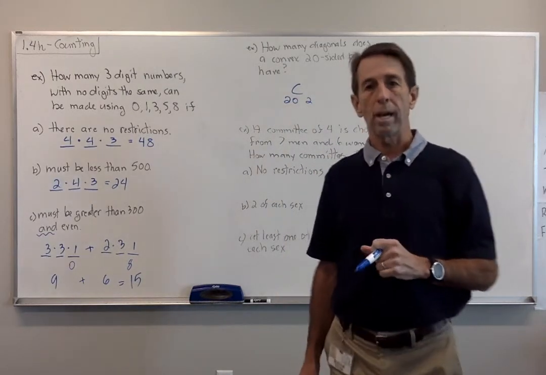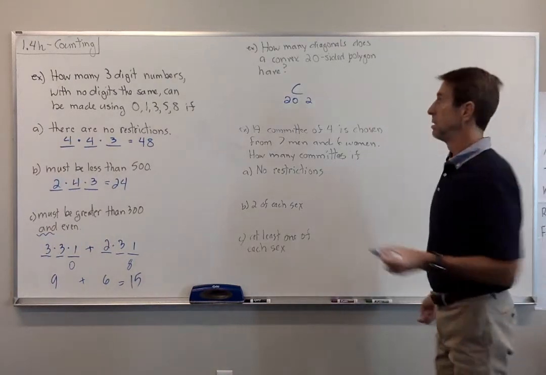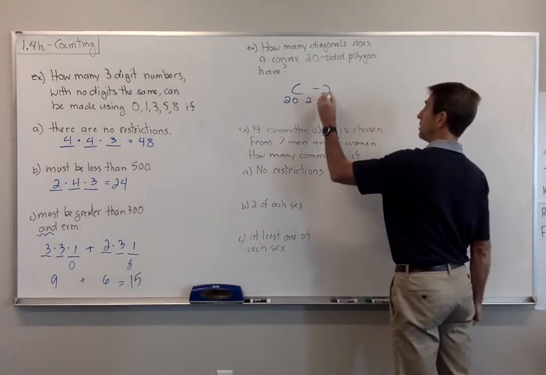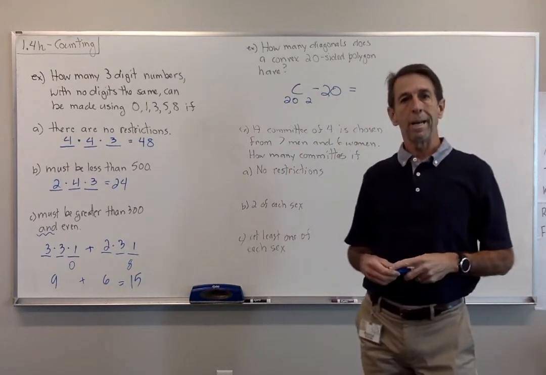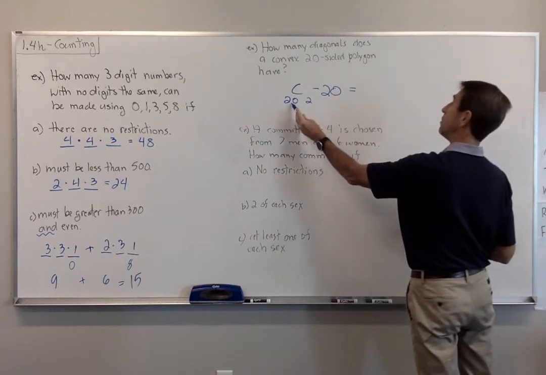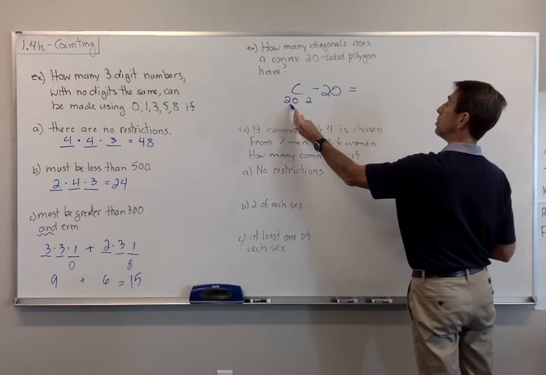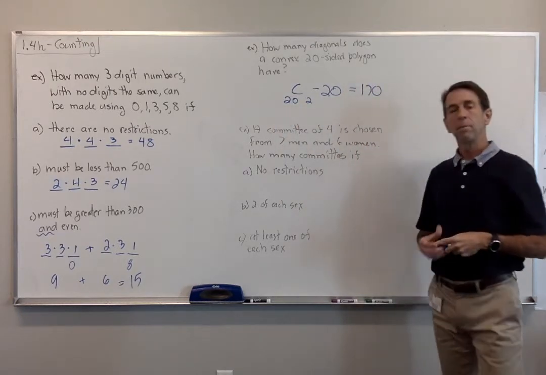There's only one trouble with that. I've also counted the sides. So I subtract 20, I do that calculation, and I get my answer. So it's 190 minus 20, since 20 choose 2 is 10 times 19. Yep, so it'd be 170. So I really don't want to count that many.